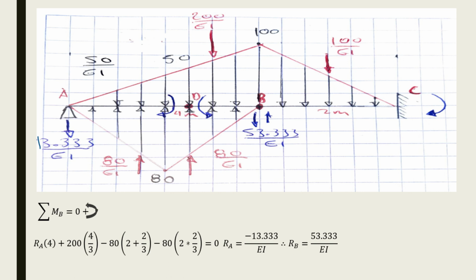Now we calculate the reactions for section AB. We add the moments in B, developing, we have that the reaction in A is equal to minus 13.333 tons over EI, and by adding forces in Y, we obtain that the reaction in B is equal to 53.333 tons over EI. And finally, we locate the reactions.